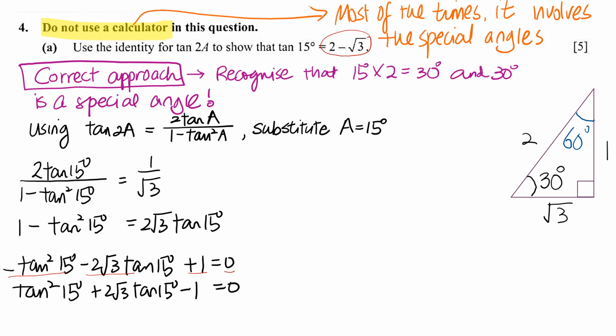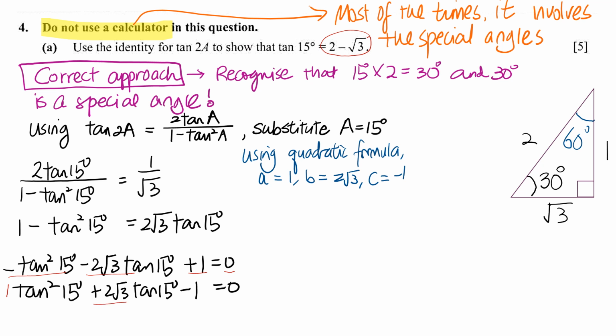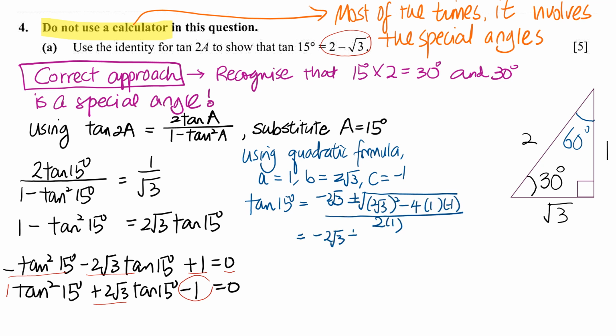Right, so to use the quadratic formula, let's write down the values for A, B, and C. A is the coefficient of tangent squared 15, which is 1. B is 2 square root 3, and C is negative 1. So with that, we can substitute into the quadratic formula. Right, and that gives us two values.